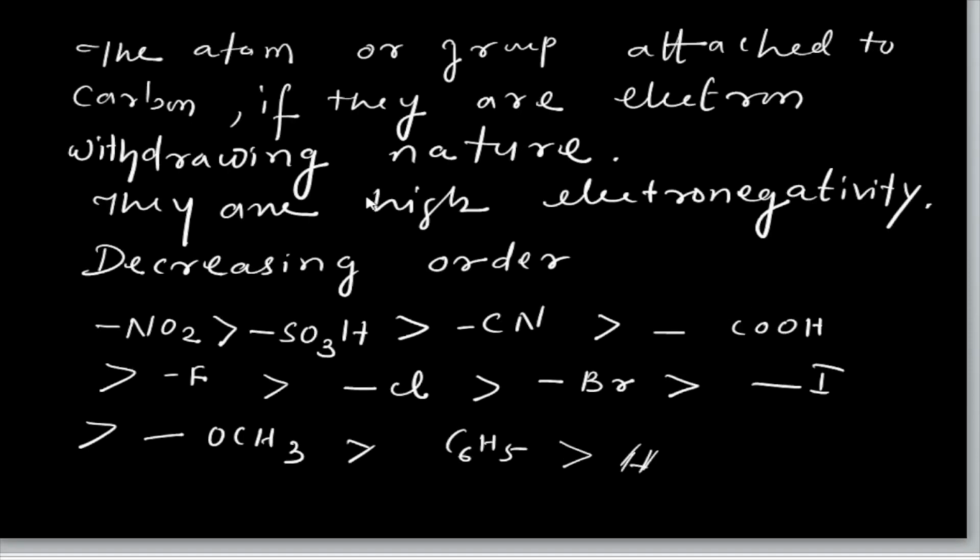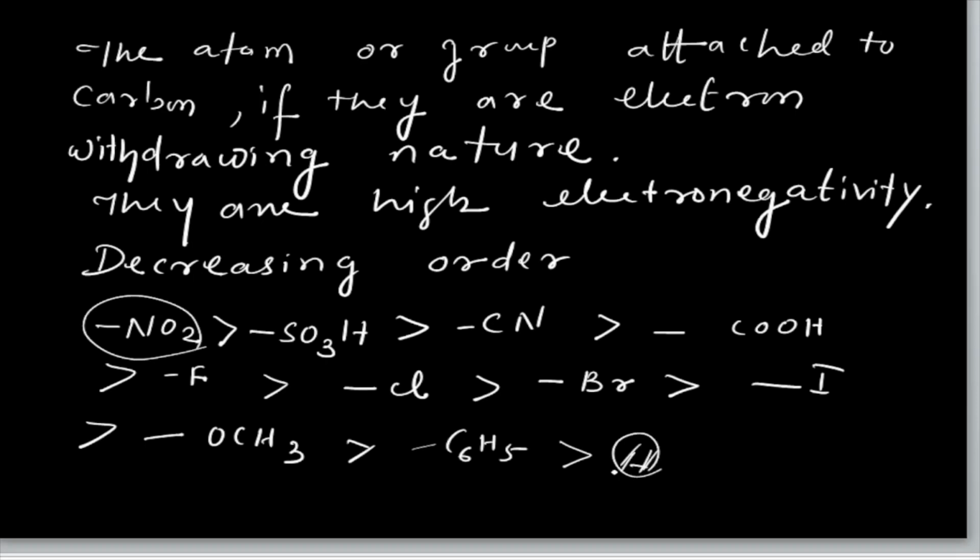And withdrawing nature means withdrawing electrons, that is high electronegativity. In decreasing order: nitro group is more than SO3H, then CN, then CHO, then fluorine, chlorine, bromine, iodine, OCH3 methoxy group, C6H5 phenyl group, and this is the withdrawing nature, the minus I effect. Minus I effect is in decreasing order. The maximum inductive effect of minus I is NO2. This one is the highest, and this is the lowest.